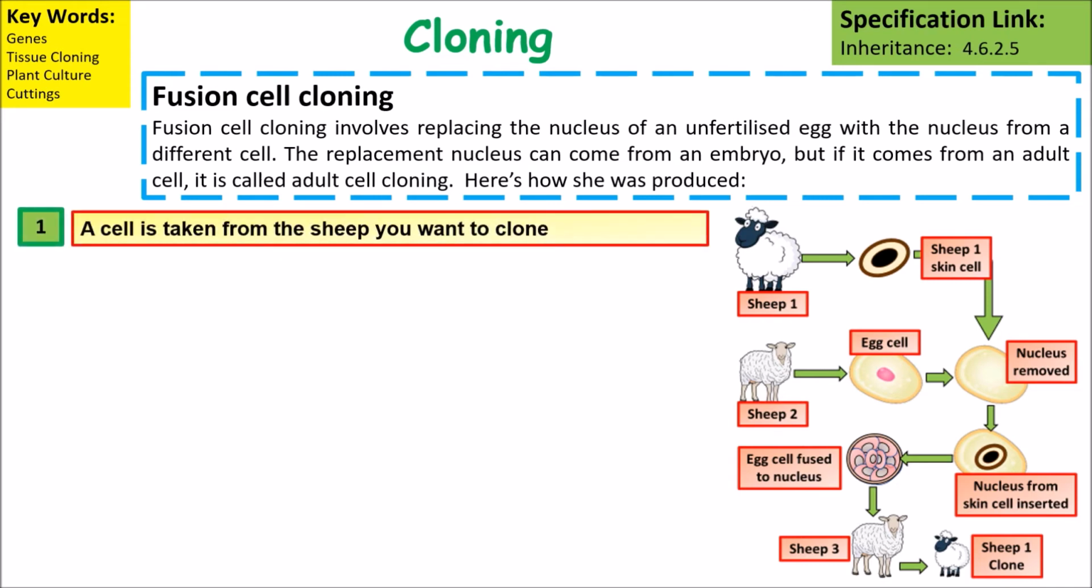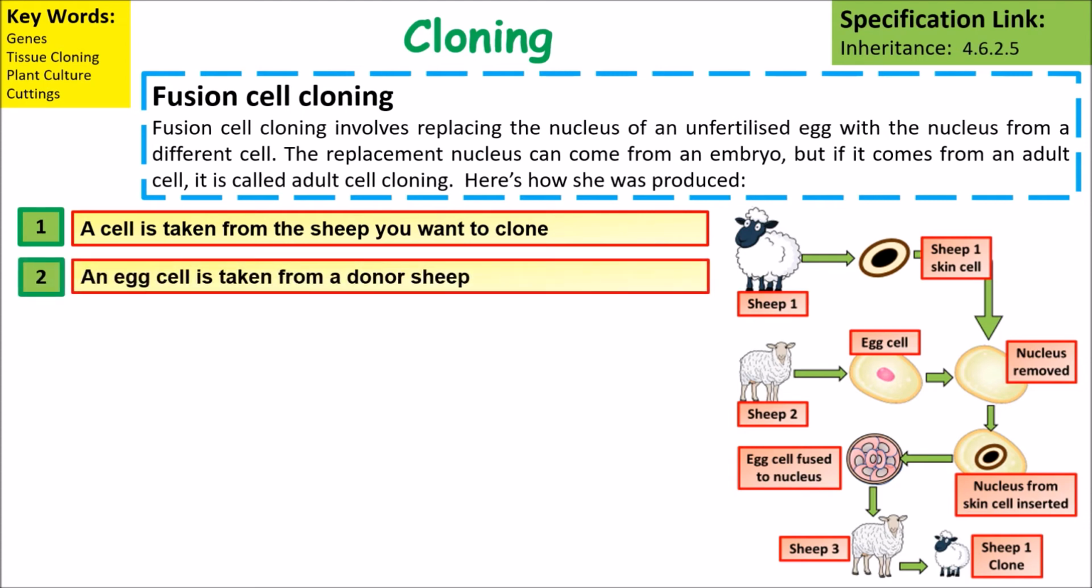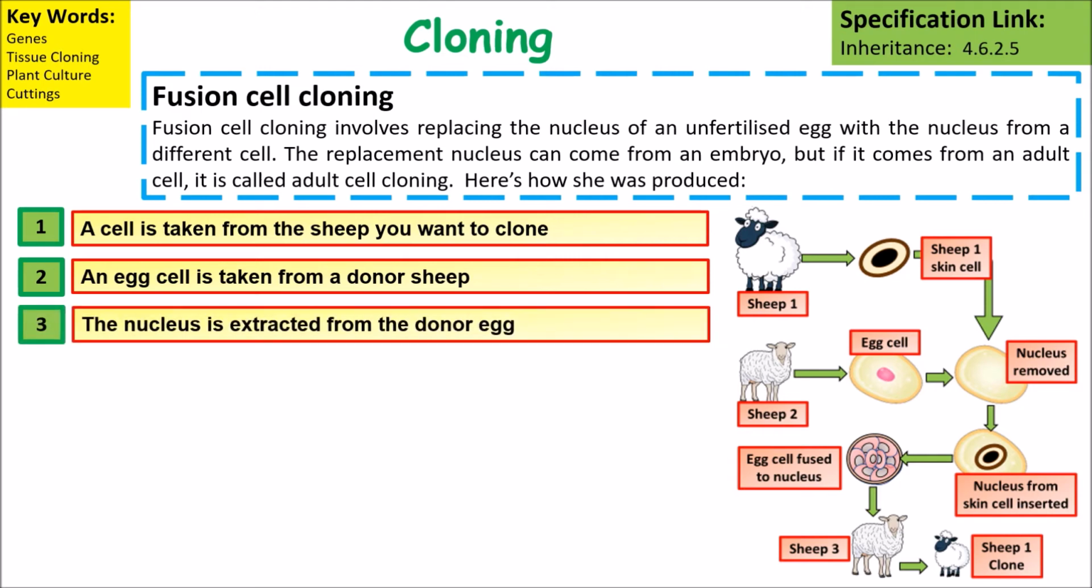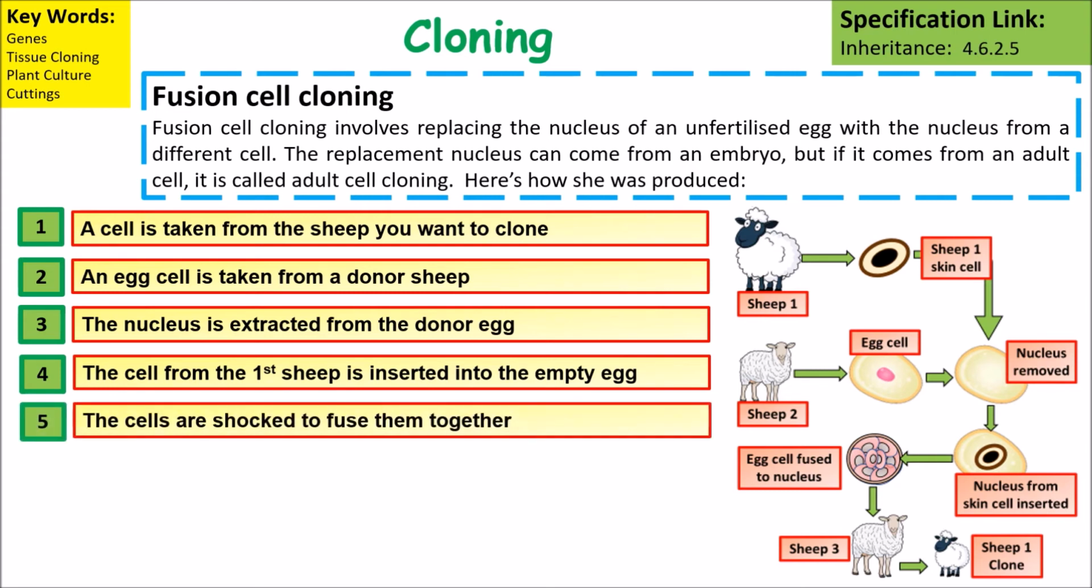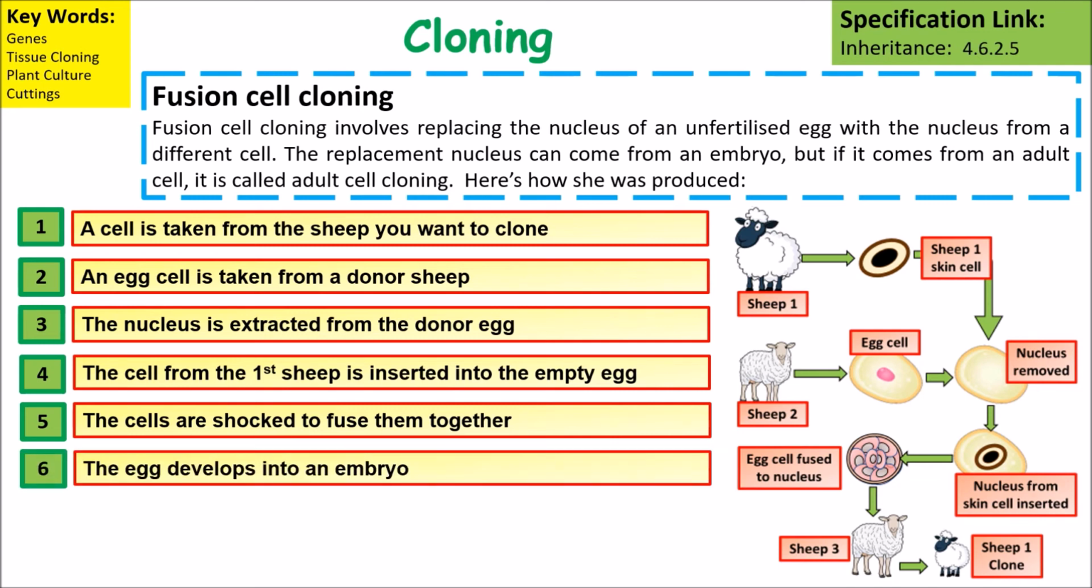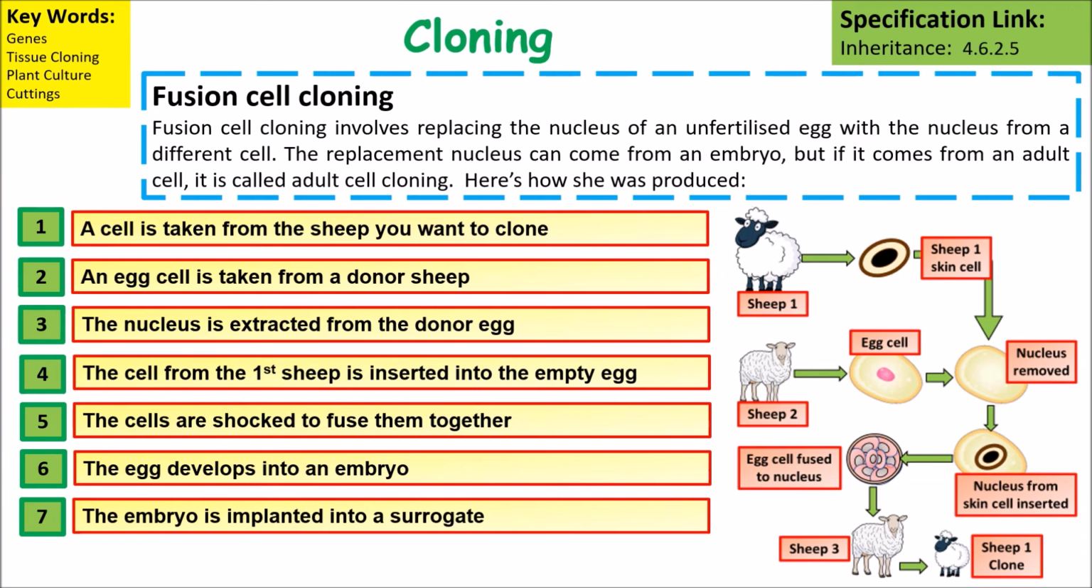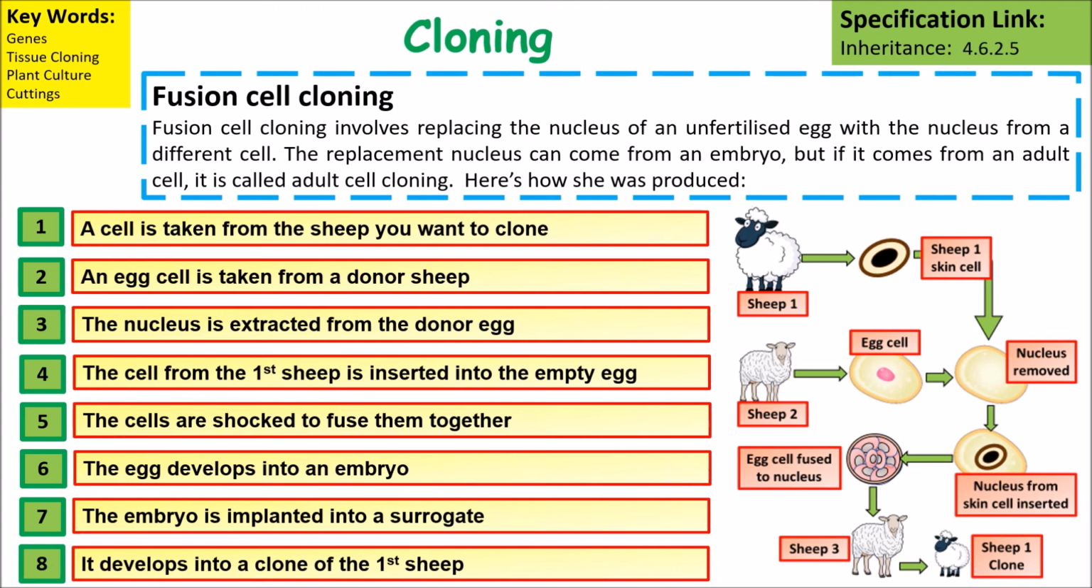The first thing is that we take a cell from the sheep that we want to clone. An egg cell is taken from a donor sheep. The nucleus is extracted from the donor egg and got rid of. The cell from the first sheep that we want to clone is inserted into the empty egg. The cells are given a small electrical shock to fuse them together. The egg then develops into an embryo, and the embryo is implanted into a surrogate until it develops into a clone of the first sheep, and it will have the same genes as that first sheep that we wanted to clone.